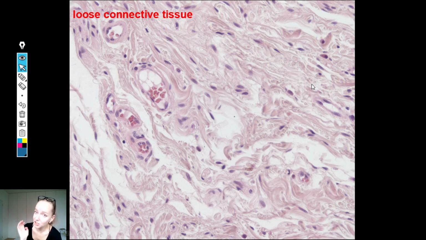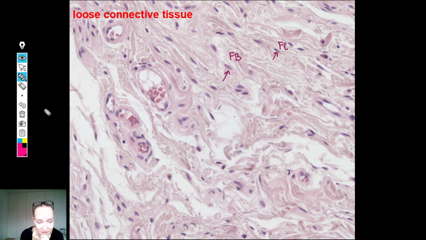Next we have a very nice picture of loose connective tissue. This is very typical loose connective tissue. We can see fibrocytes right here. This is the fibroblast, with a very active nucleus. This is the fibrocyte, with a darker, smaller oval nucleus right here. Fibroblast right here, and here is a fibrocyte. But there are many of them here, as you can see.